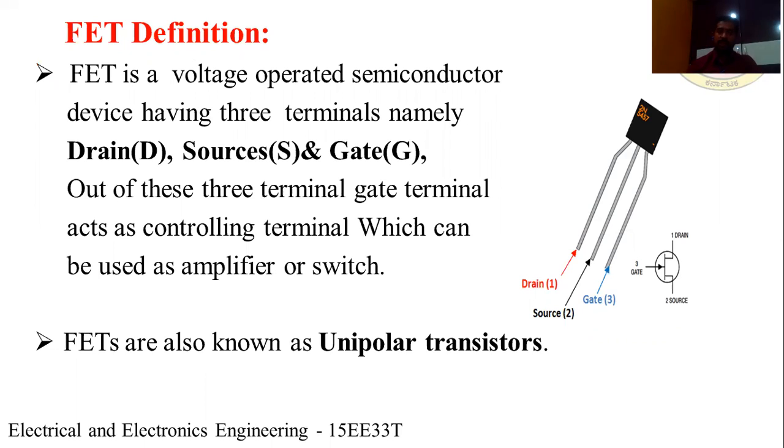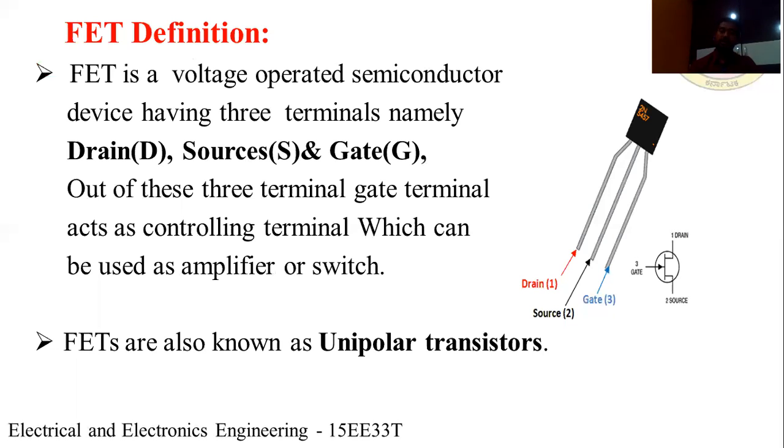Let me go to today's topic, that is FET definition. Before going to the definition, what does the name FET mean? FET is field effect transistor. Like BJT, FET also has three terminals: drain, source, and gate. The name FET means the field which is created in the transistor in order to get the output current.